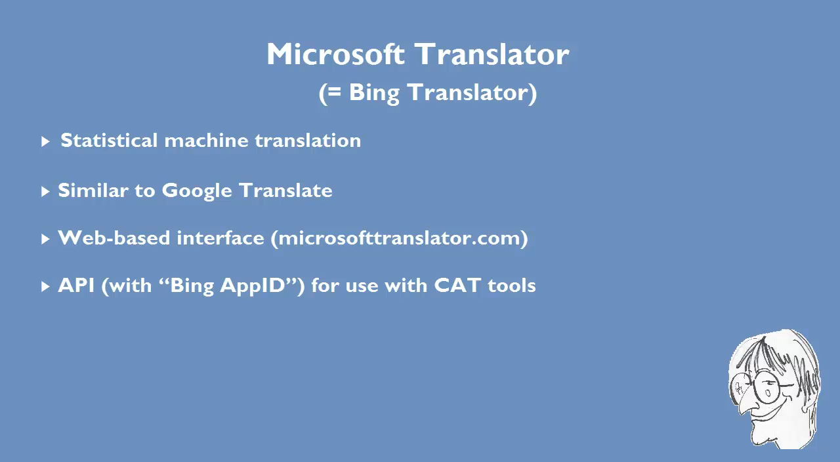Just like Google Translate requires an API key, Microsoft Translator used to require what it called a Bing App ID. However, Microsoft has changed the way the API works, and the Bing App ID is being deprecated. In this video, I will show you how the Microsoft Translator API now works as per May 2012.